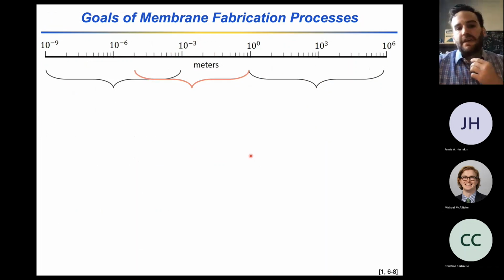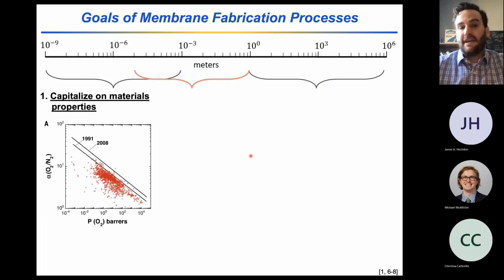And so if we think about the goals of fabricating membranes, we want to take advantage of the exciting material properties that people are engineering into polymer, ceramic, and other composite materials. I think the Robeson plot is one way to capture this in our minds. And I know that Zach Smith from MIT has an excellent webinar talking about advances in polymers for gas separations.